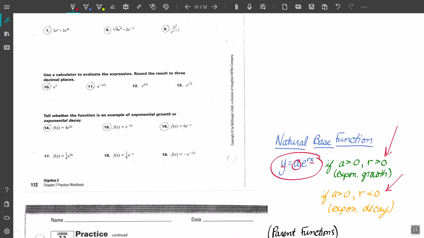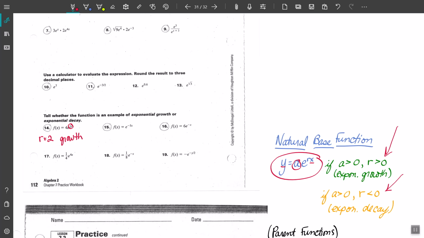So coming back over here to number 14, if we're going to identify our r value, because that's what's going to tell us whether we have decay or growth, we go to the exponent right here, and it's the coefficient of our x variable. So in this case, r is 2. All right, since r is greater than 0, that is describing this explanation over here in green, then we know for number 14, we're going to have a growth function.